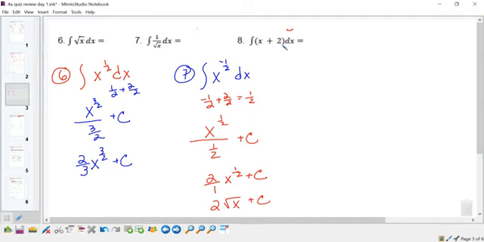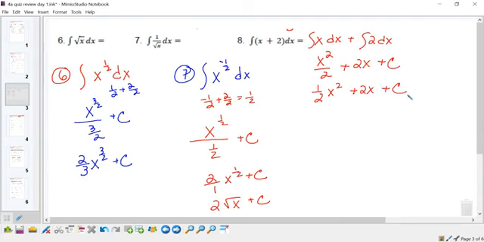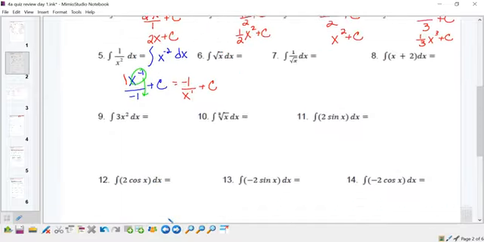Now in 8, because we have a sum, you don't have to write it out like this, but you can think of it as the antiderivative of x plus the antiderivative of 2. So for x, that's x squared over 2. For 2, that becomes 2x plus c. Or 1/2 x squared plus 2x plus c. I hope you're remembering plus c on every problem.